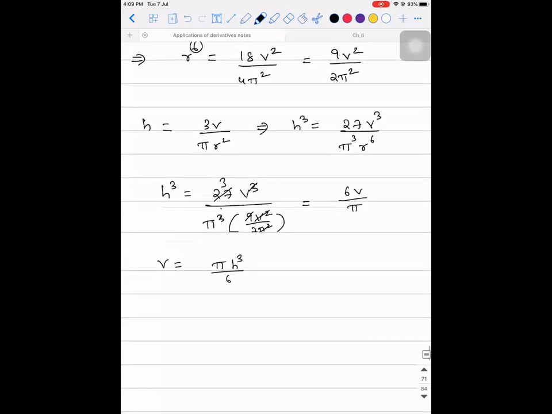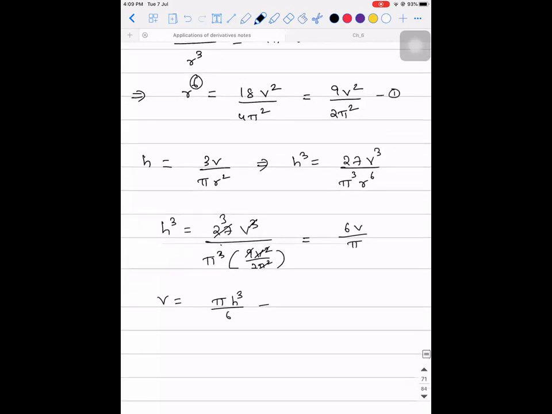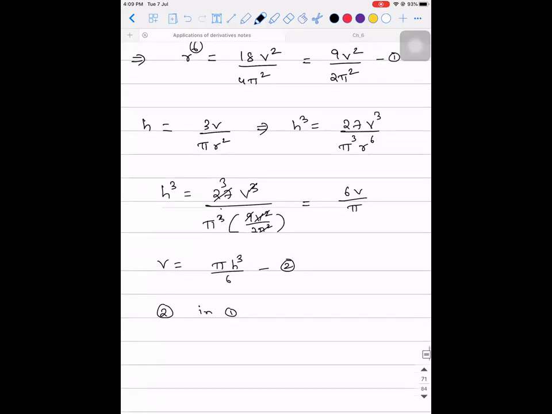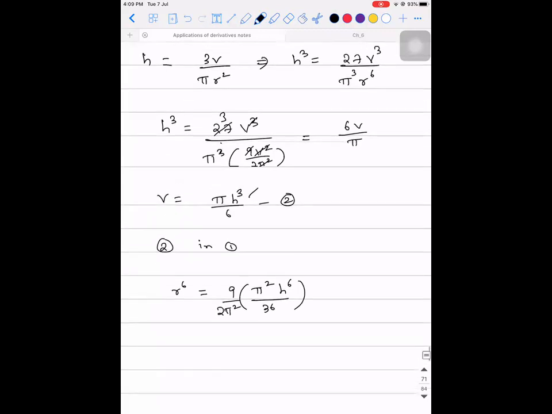So let this be equation number 1 and this be equation number 2. Take 2 and substitute it in 1. So when you take 2 and substitute in 1, r power 6 will be equal to 9 into, instead of v square, I can write pi square h power 6 divided by 36, divided by 2 pi square. Did you understand what I did? In the place of v, I substituted pi h cube by 6.